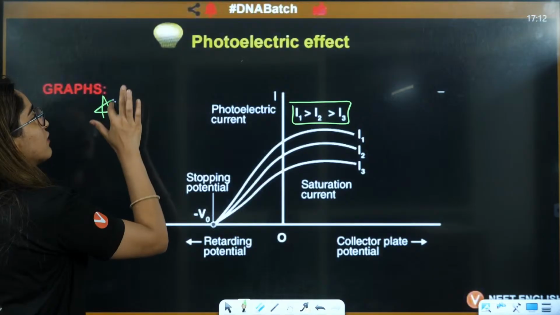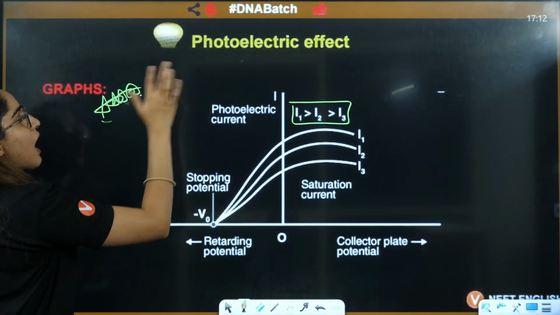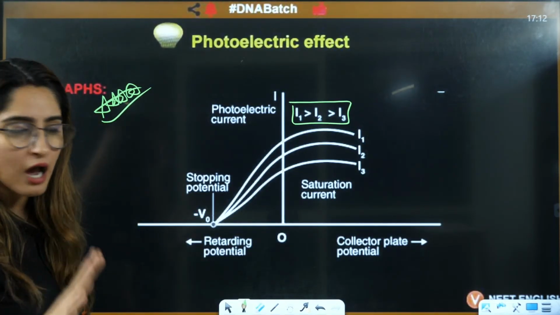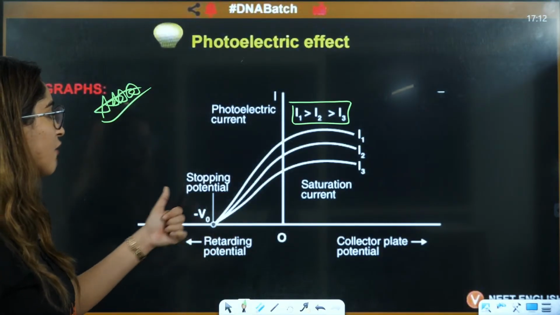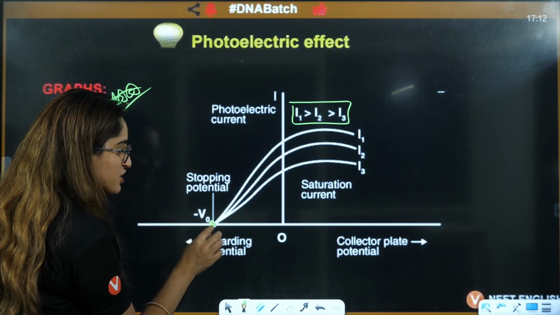This graph is again very important. This is also an experimental data graph, right? You can also consider this graph. Now this is potential, right?